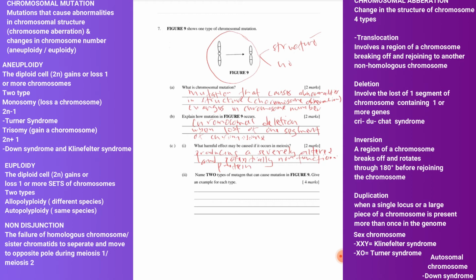Okay, name two types of mutagen that can cause mutation in figure 9. Give an example for each type. So for mutagen, we have two types: physical and chemical. Physical, for example, UV light. Chemical, for example, mustard gas.